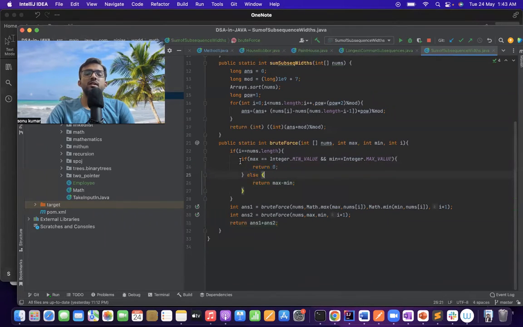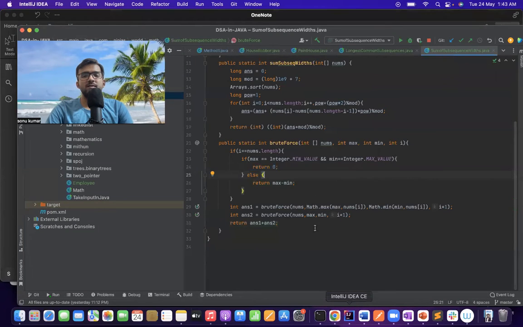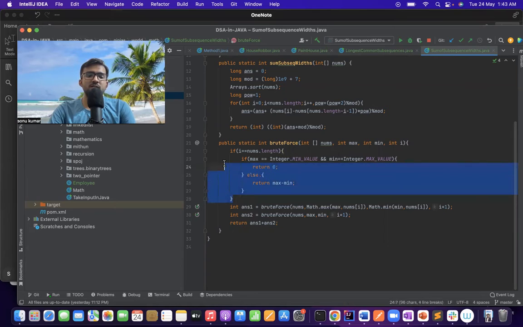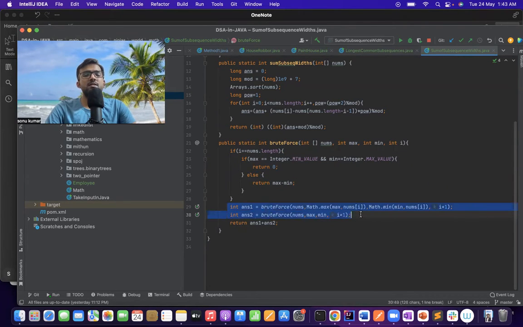Else, it is not the case, meaning we have a subsequence, for example 1 2, 3, or 1 2 1 3. For such cases, we'll just return the difference of these two values, that is max minus min. So these are the base cases, and you need to handle them carefully, otherwise you will get the wrong answer. After that, what I'm doing is just the process for generating the subsequences.